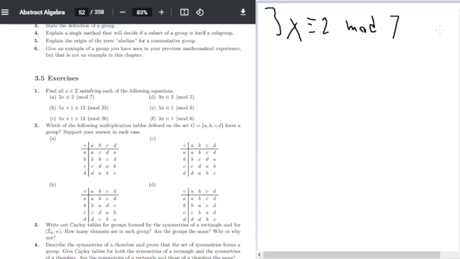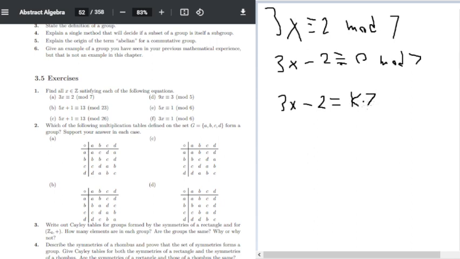Something nice here is that because of the previous theorem, we just need to find the congruence class that x corresponds to. Because the integers modulo n form a group, we have all the info. So 3x is congruent to 2 mod 7 means that 3x minus 2 is congruent to 0 mod 7, which means that 3x minus 2 is equal to k times 7. So we just need to find a value of x such that (3x minus 2) over 7 is equal to k, which literally just means that 7 divides 3x minus 2.